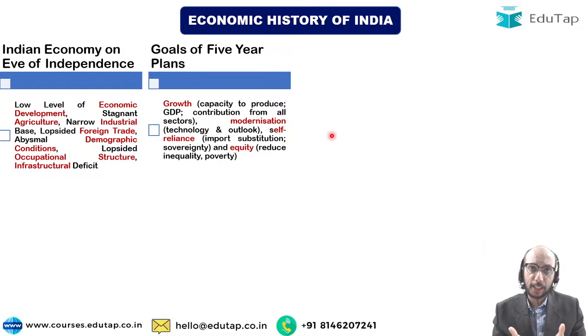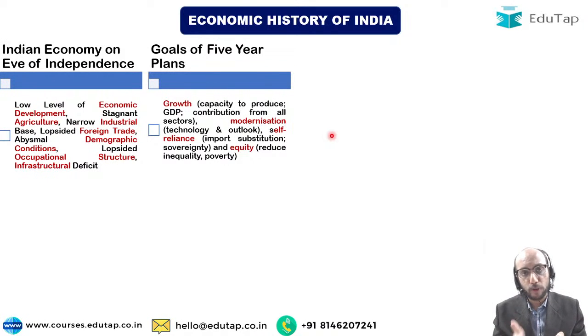But broadly speaking, across all the plans we see that there were certain things common. We wanted to bring about growth, that is, we wanted to increase the capacity of the economy to produce, we wanted to increase our GDP. We wanted to bring about modernization of the Indian economy. That means we wanted to ensure that good technology is available for various sectors of the economy, and modernization even of our social outlook, right?